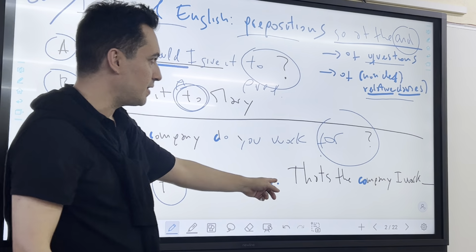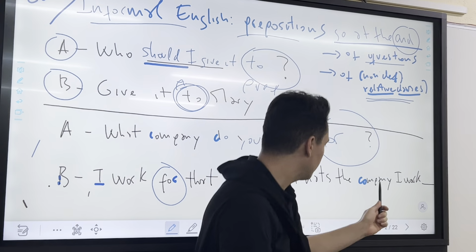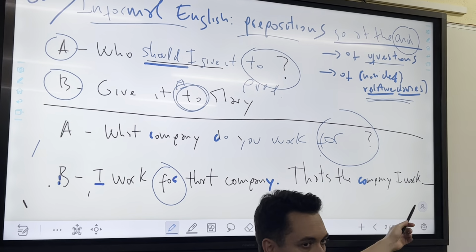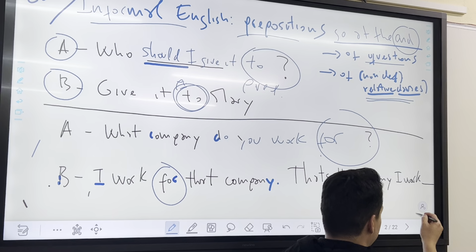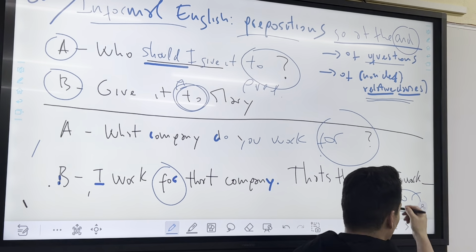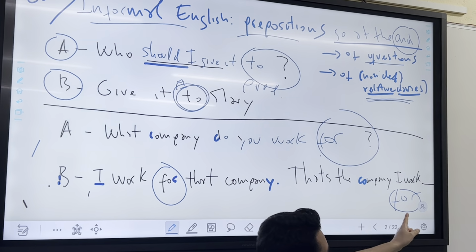And have a look at this sentence. This is a relative clause. That's the company I work for. So for also goes at the end.